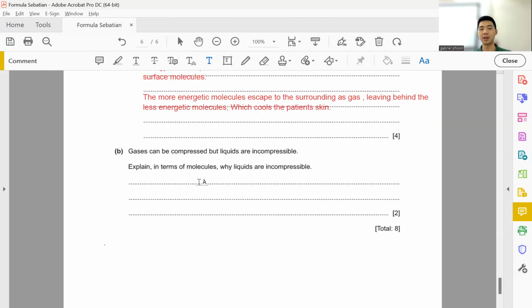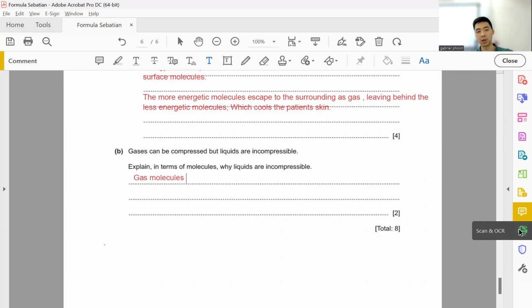Okay, and the last one here, gas can be compressed, but liquids are incompressible. Actually, in terms of molecules, why are liquids incompressible? This is simply because of the structure, right? Gas molecules have very weak forces of attraction, so they are very far apart. There's a lot of space in between them to be compressed. But for liquid molecules, the molecules are already touching each other. Although they can slide past each other, they cannot be compressed because there is no space in between them. So we're supposed to say everything I've just mentioned.